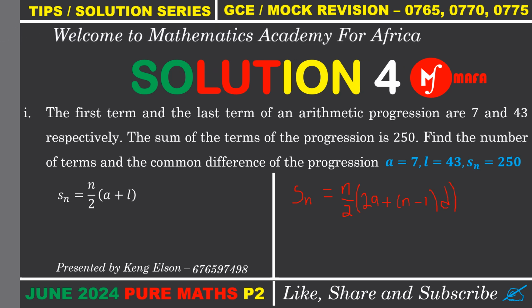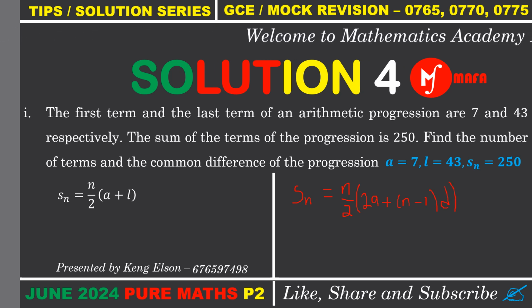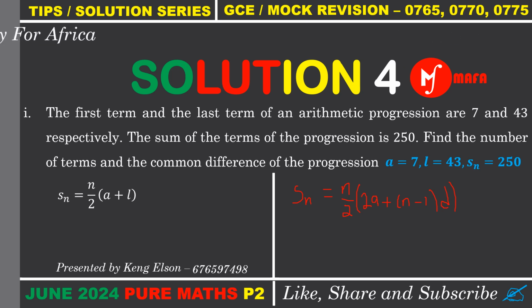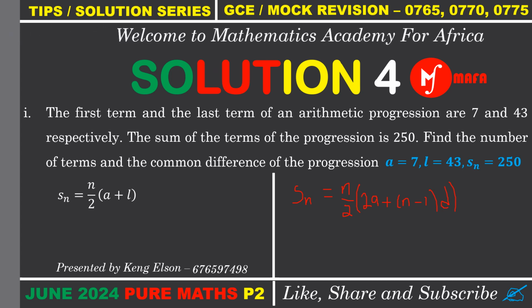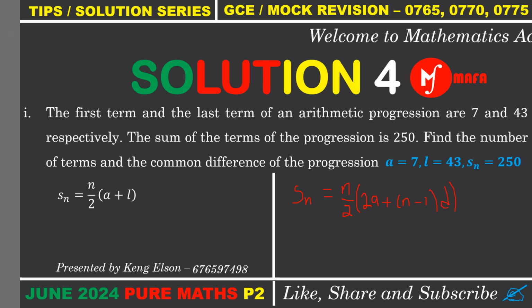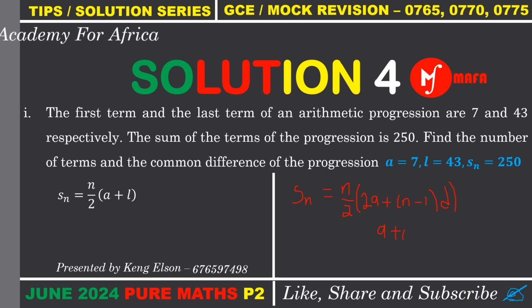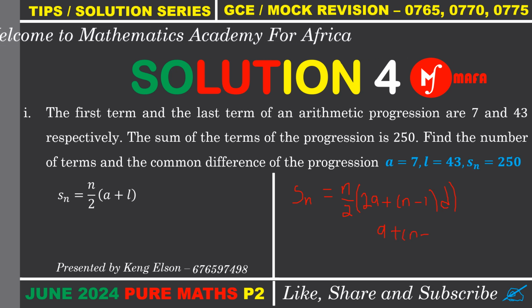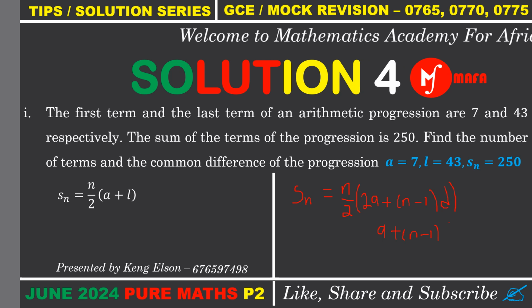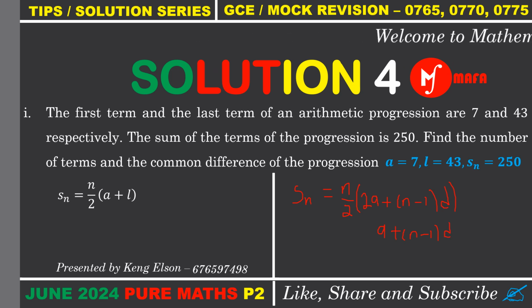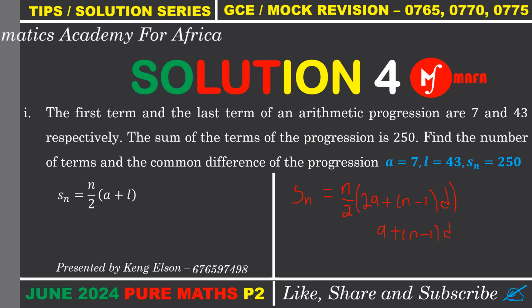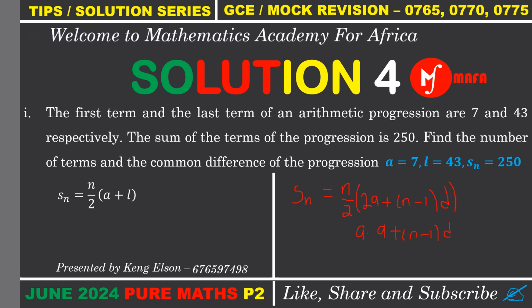Alright, but actually the last term of a progression is always its nth term. We know that if you have an AP, your nth term is given by a plus n minus 1 times d. So you realize that in this 2a, to get back what is up here, we just need to add a to the nth term.